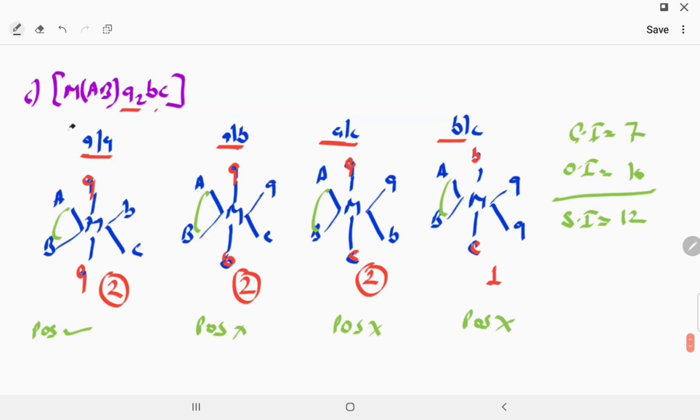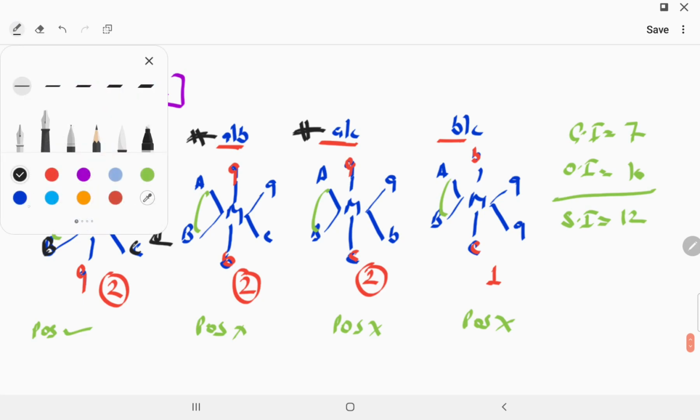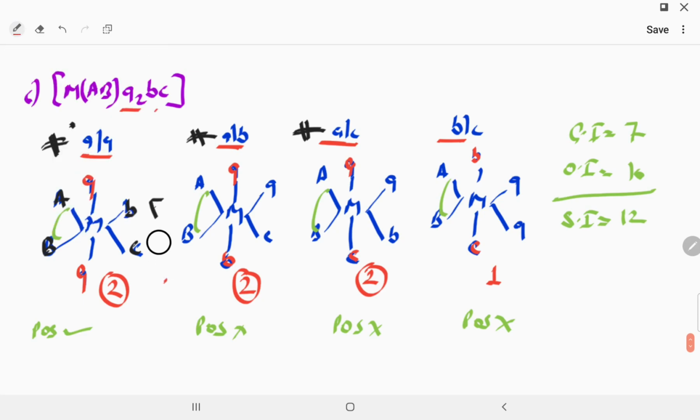This we can say this one, third one, they will show two types of geometrical isomers, because in this B is opposite with B and C is opposite with A. So we interchange the position. In this case we interchange this position. In this case we interchange this position. I hope guys this is very clear to you.